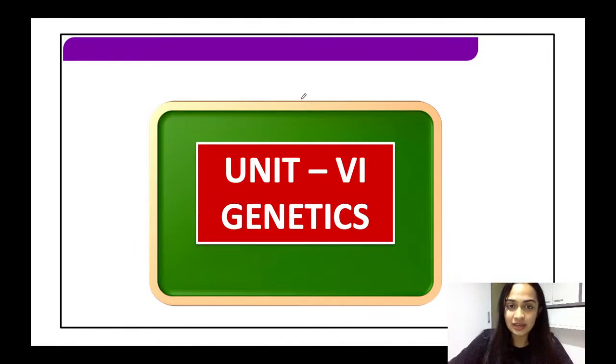That is chapter 5 of the NCERT, the principles of inheritance and variation. So this is chapter 5 and we have discussed all the concepts till now, and today we are going to be discussing something very important.